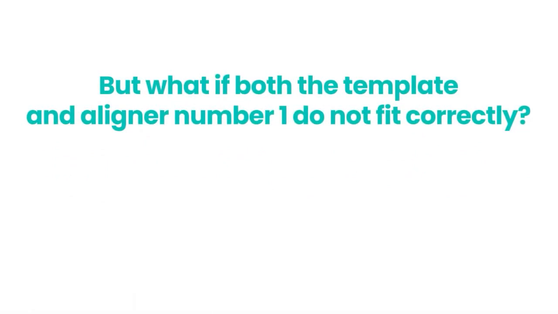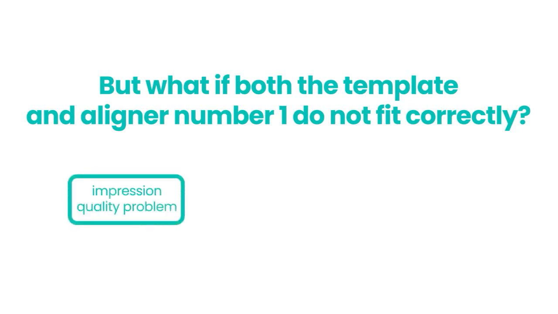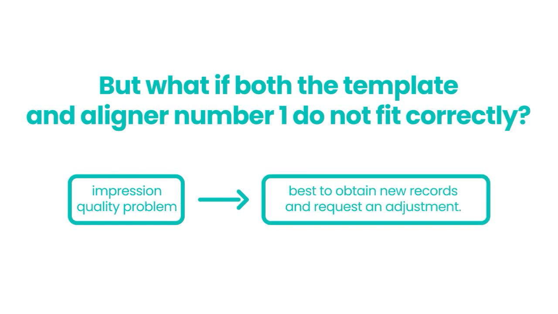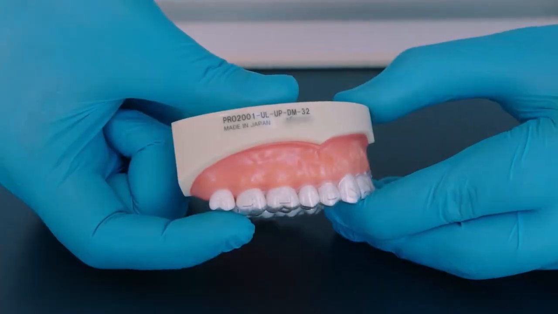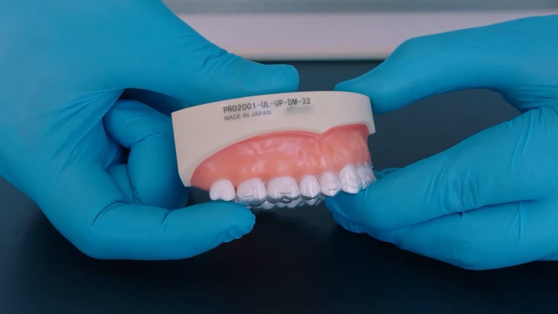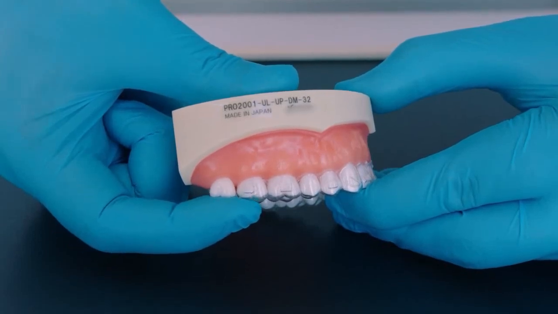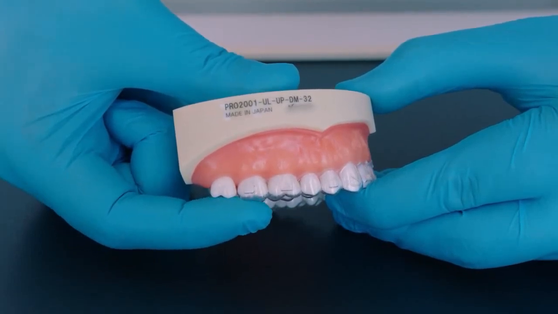But what if both the template and aligner number 1 do not fit correctly? This issue most likely results from an impression quality problem. In such cases, it's best to obtain new records and request an adjustment. Another scenario you may encounter is when the template fits well on all areas of the arch except 1 or 2 posterior teeth.